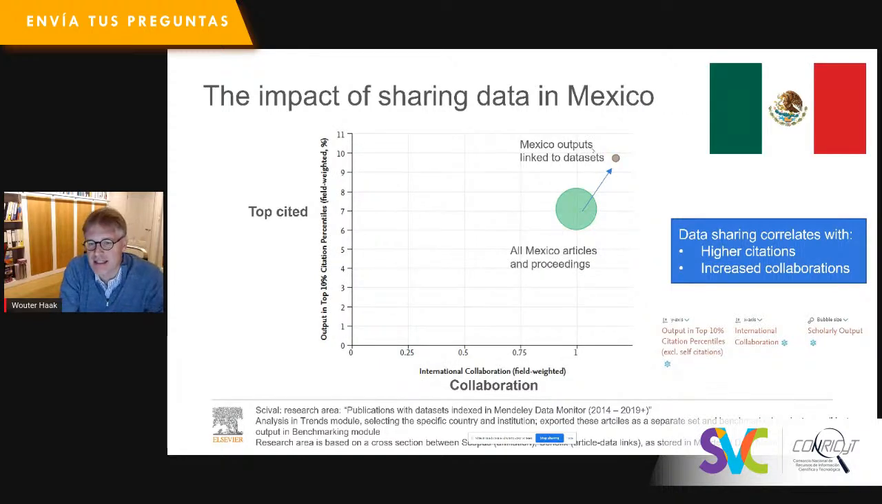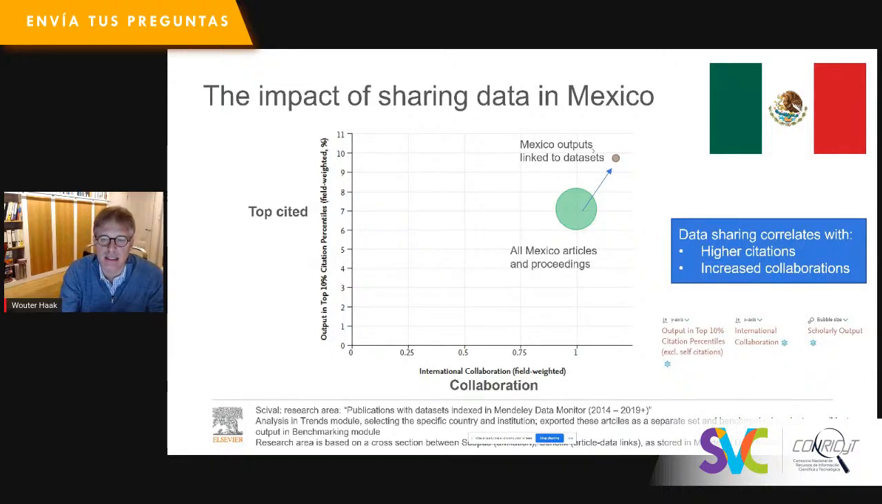We've done the same analysis in Mexico. So in Mexico, again, we've measured the international collaborations for all Mexico articles and proceedings. And then we've looked at the top 10 citation percentiles. And to really make sure that we're not making any mistakes here, we've done both measurements field weighted. So we're correcting for any domain differences or field differences. And the same we did for those outputs in Mexico that are linked to datasets. And you see the same correlation as you see in the US.